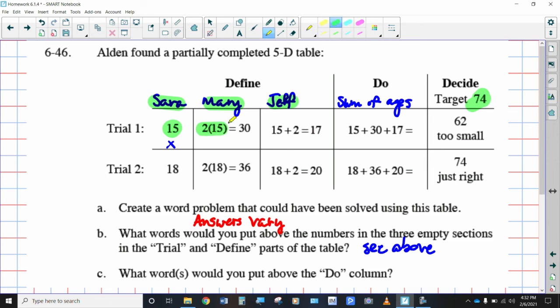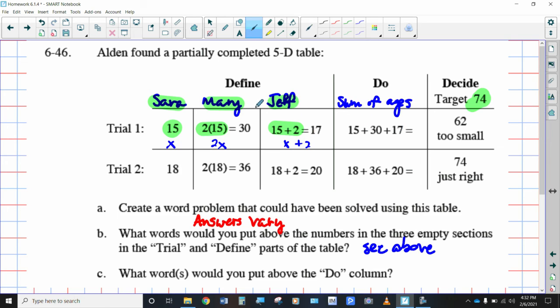And this one is 2 times x, right? And this one is 2 more than whatever x was, right? So we start with a number, double it and then add 2 to it. And when you add all 3 of those numbers together, you get your target of 74.